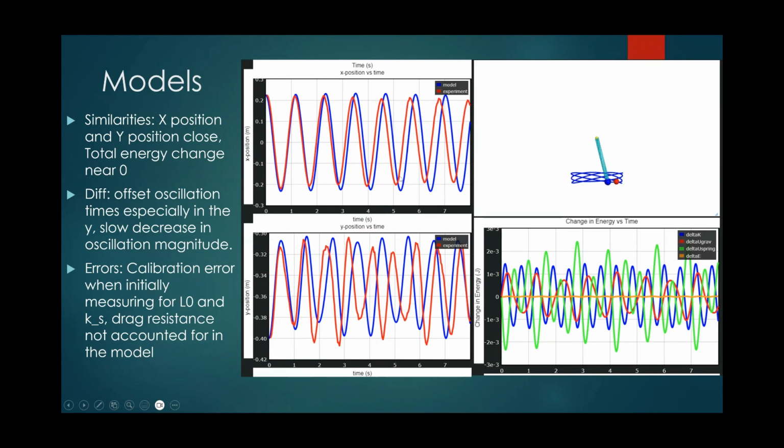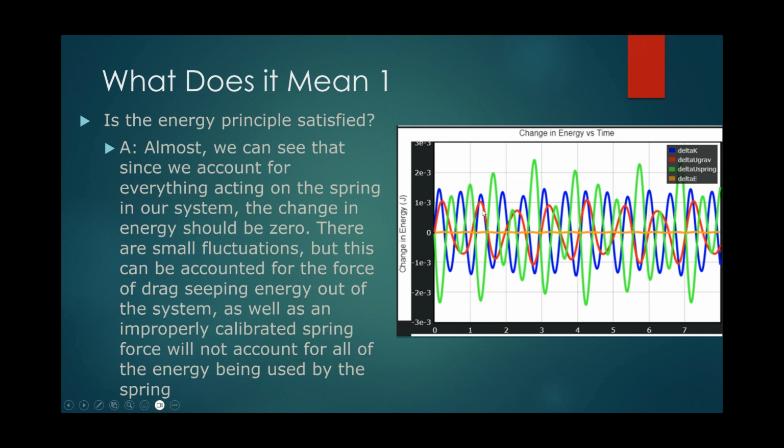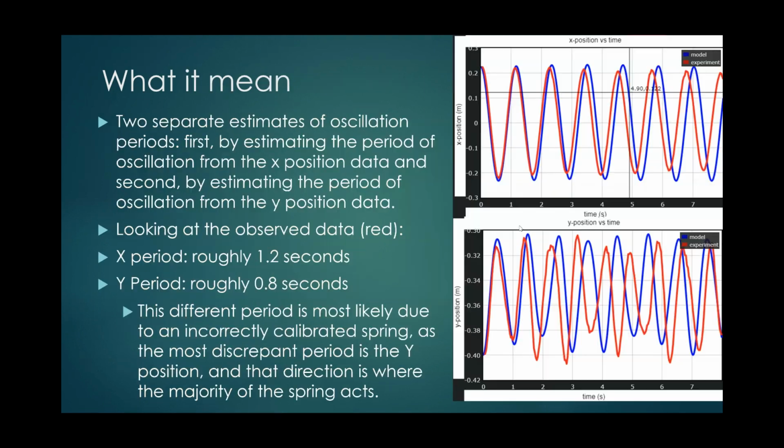So what does it mean? Is the energy principle satisfied? Here we can see it is almost satisfied, as we account for all the energies acting on the spring, so the work should be zero. There are small fluctuations, but this can be accounted for by the force of drag, seeping energy out of the system, as well as improperly calibrated spring force, as the modeled spring force is not accounting for all of the energy it was actually using in the data.